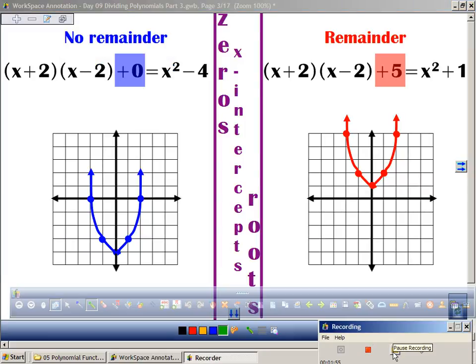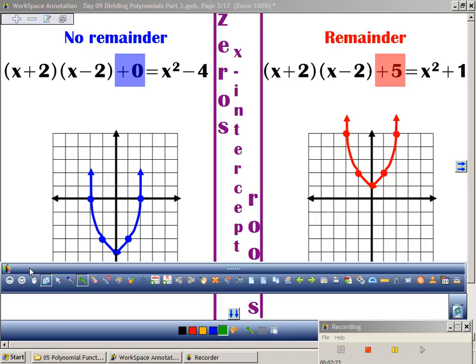Okay, so we talked a little bit about this yesterday. So I have two different polynomial functions here, right, that are factored out. So here's one that's factored out, and here's one that's factored out. This one has a remainder of 0, and this one has a remainder of +5. So compare and contrast them. What does it mean to have a remainder and not have a remainder? Talk. Be ready to share.